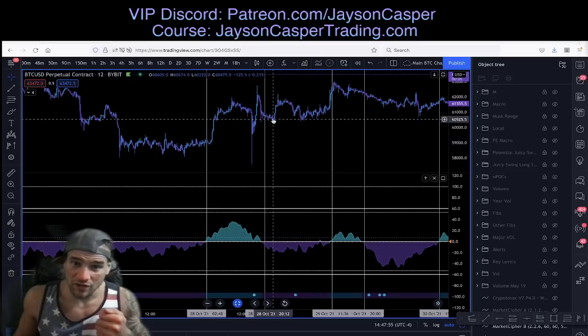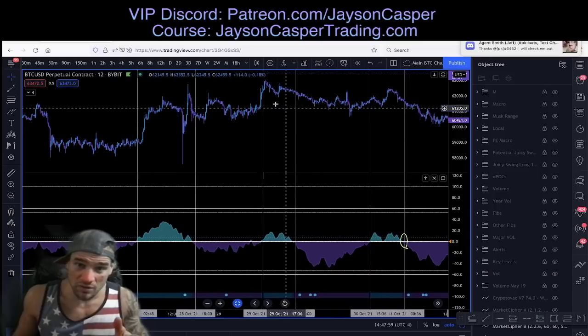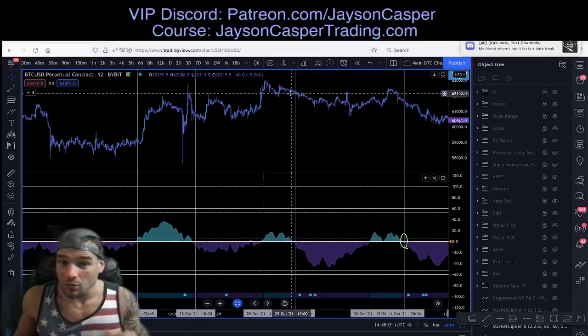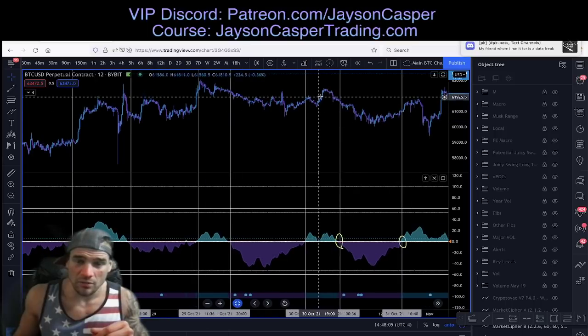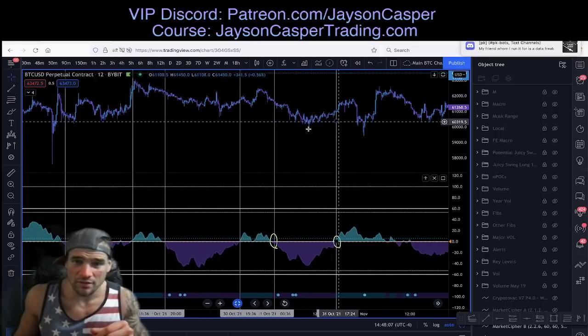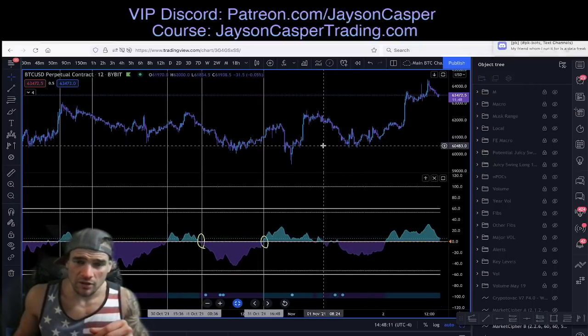12-minute money flow crosses down, take a short. This one would have been a loss, right? 12-minute money flow crosses up, take a long. This one would have been a loss, right? 12-minute money flow crosses down, take a short, would have been profitable. Crosses up, would have been profitable. Crosses down, would have been profitable. Crosses up, probably would have gotten you stopped out on this one.